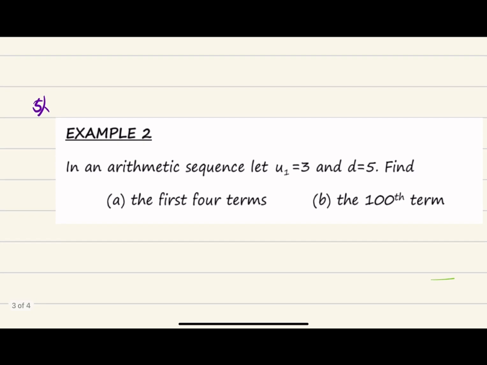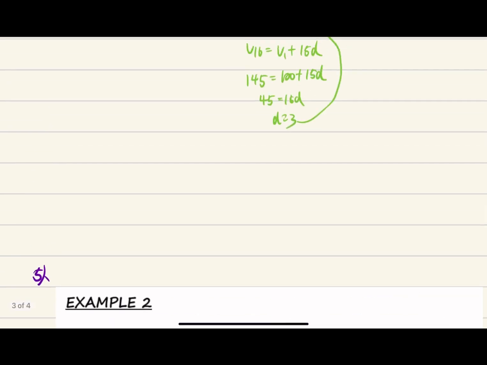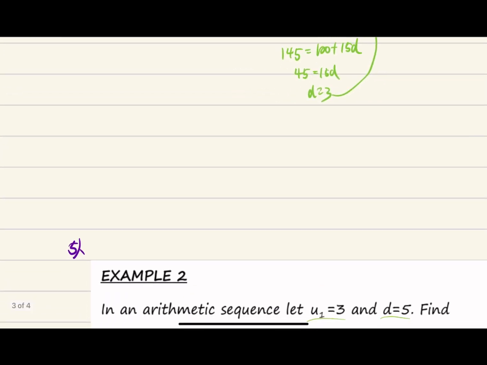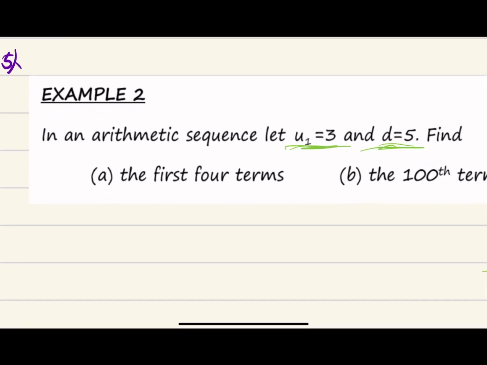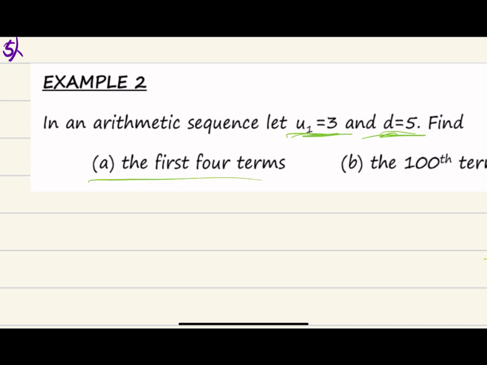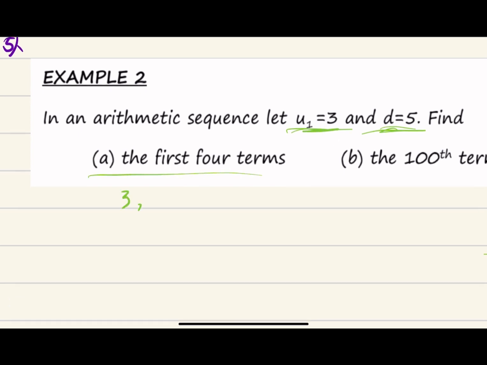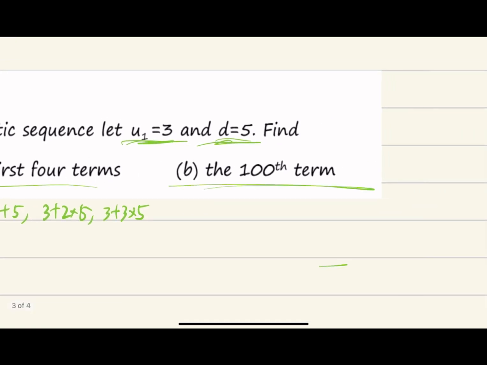The next one, in an arithmetic sequence, u1 is 3, d is 5. Oh, this is a really convenient one. Why? Because you can see in those previous questions, all we're trying to do is find what is u1 or what is the common difference d? And here they already gave us those values. So our life will be much easier. So the first one, the first 4 terms, easy. 3, then 3 plus 5, 3 plus 2 times 5, and 3 plus 3 times 5. Okay, the 100th term, specific term.